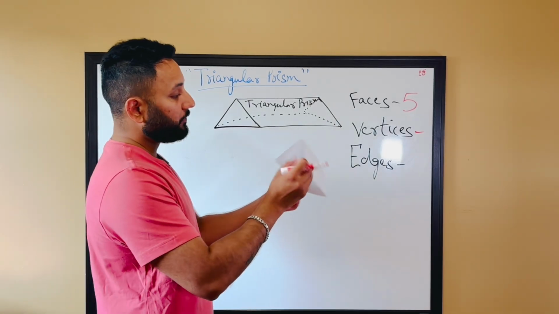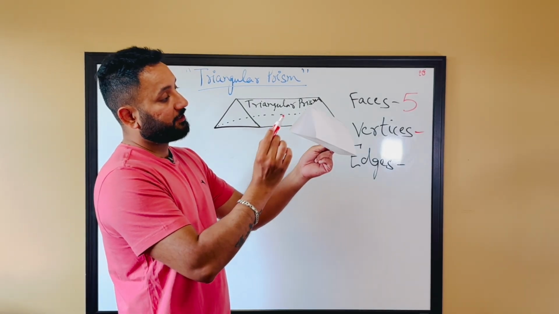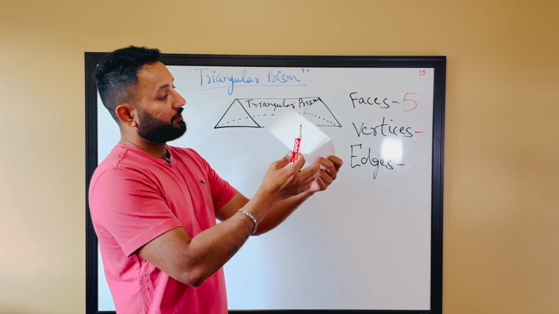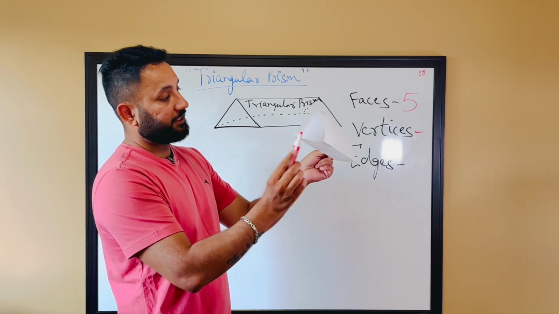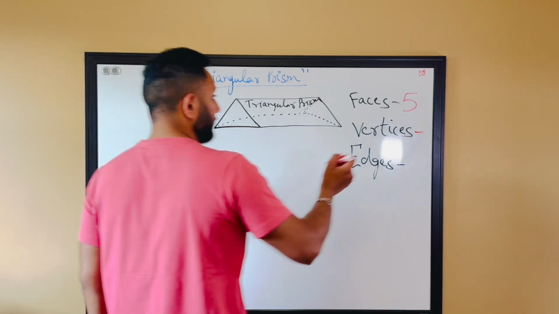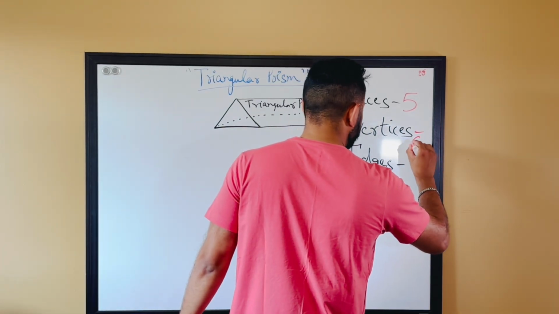The vertices are the ones that are the corners. So this is the first vertex, second, third, fourth, fifth and sixth. So it has 6 vertices.